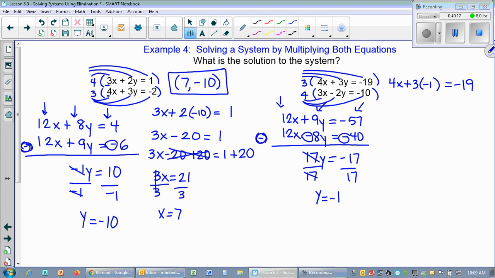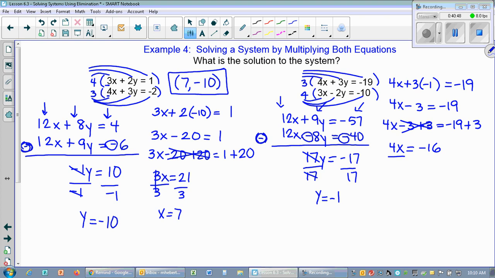So I've got to solve. 3 times negative 1 is negative 3. Now equals negative 19. I want to get the 4x all by itself. So the opposite of minus 3 is plus 3. And if I add 3 on the left side, I have to add 3 on the right side. Negative 3 plus 3 cancel each other out, leaving me with 4x. And negative 19 plus 3 is a negative 16.